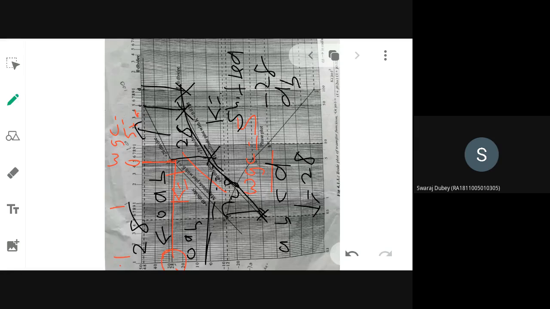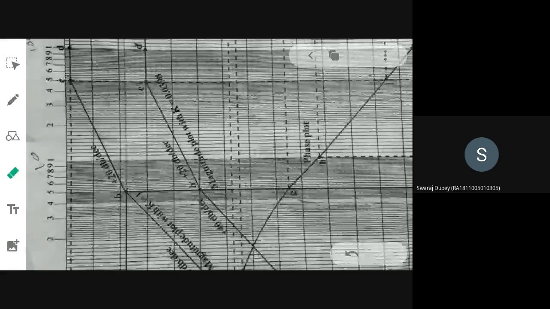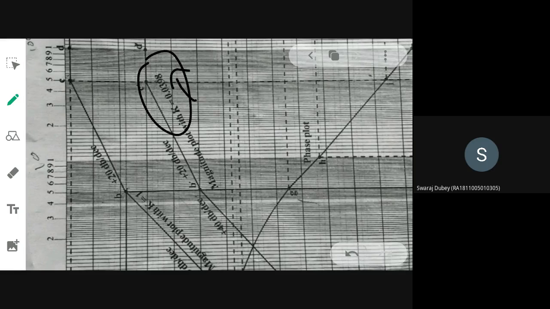Now how to calculate? They have given a K value in the problem, isn't it? What is the K value that they have obtained? They have found out the K value is equal to 0.0398. How they have found it, I will tell you. Wait. There is a formula there.